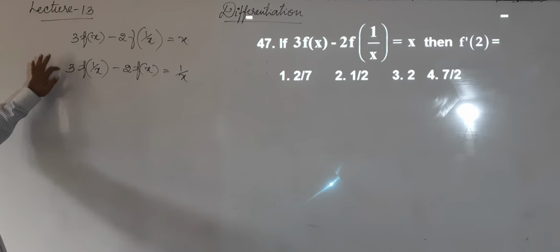Now you solve these two equations so that we eliminate f of 1 by x from these two equations, so that we get f of x. For that I will multiply this equation with 3 and this equation with 2. When we multiply by that, we get 9 f of x minus 6 f of 1 by x is equal to 3x.